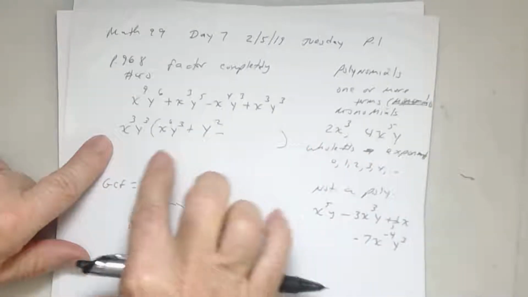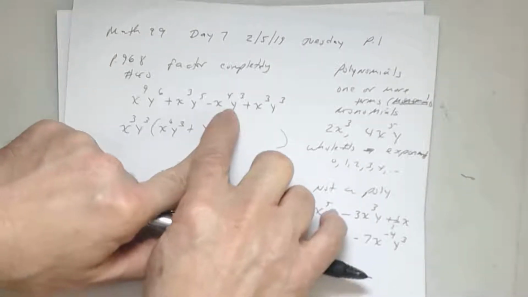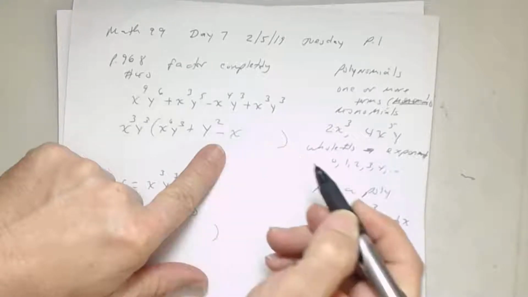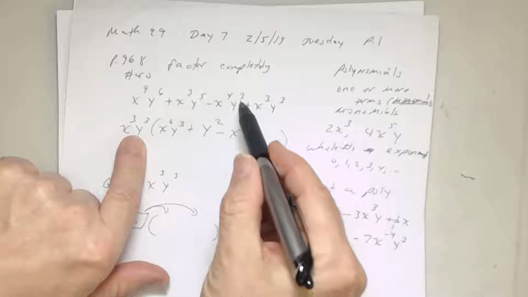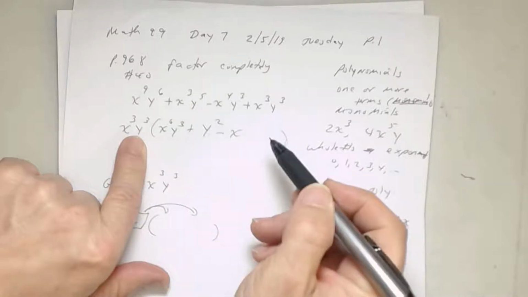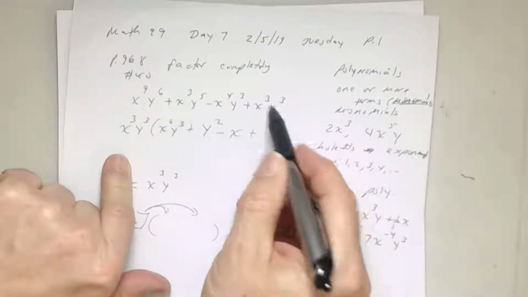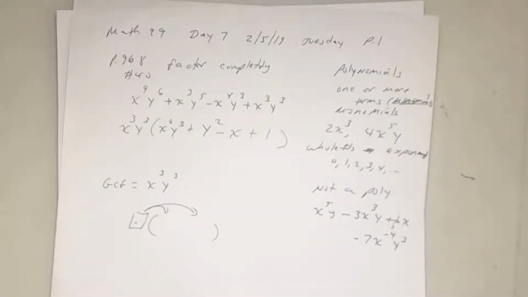Minus x cubed y cubed times what? X to the 4th y cubed. Minus x only. Not y. Because then that becomes y cubed times y is y to the 4th, and that's not what we had. Plus x cubed y cubed times what is itself? 1. You got to put something there. You got to have the term 1. So there's your answer.